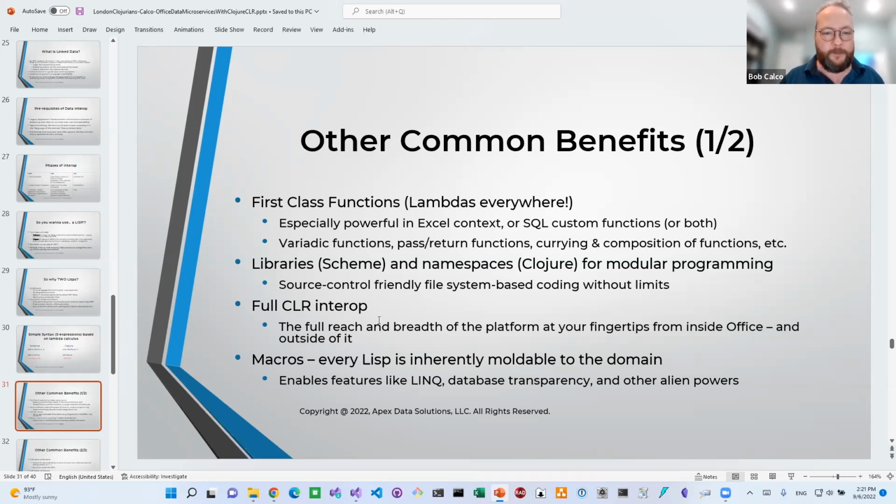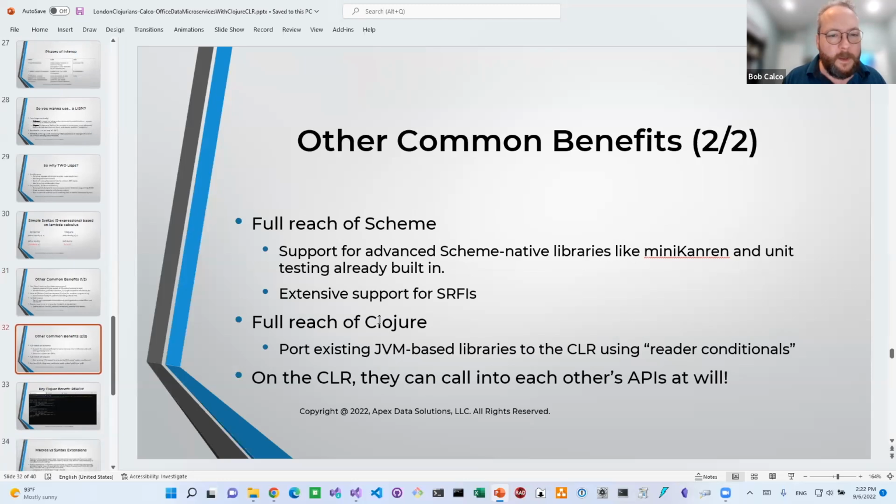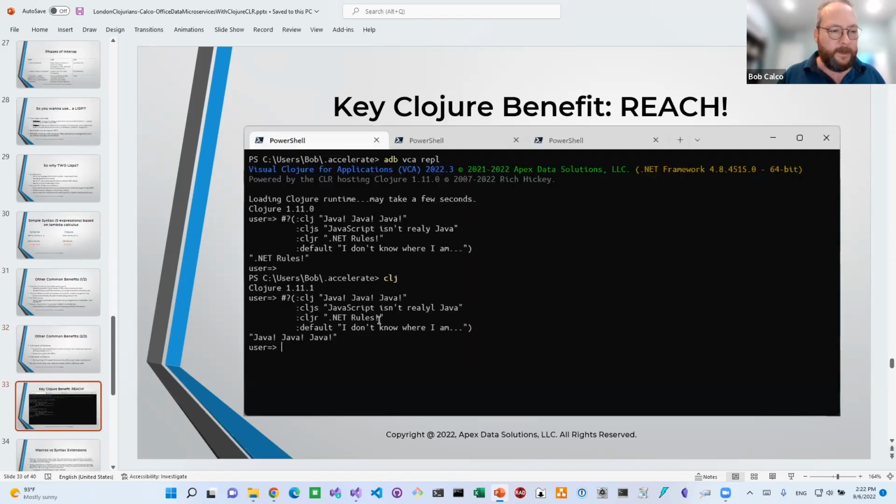Full CLR interop, full reach and breadth of the platform at your fingertips, both inside and outside of Office. And of course, macros, we talked about that. You have the full reach of Scheme and the full reach of Clojure. This is something I think we talked about in the pre-interview. That's kind of mind-boggling, and they can call into each other's APIs at will because they're both on the CLR. So the realm of the possible here is kind of crazy to contemplate.